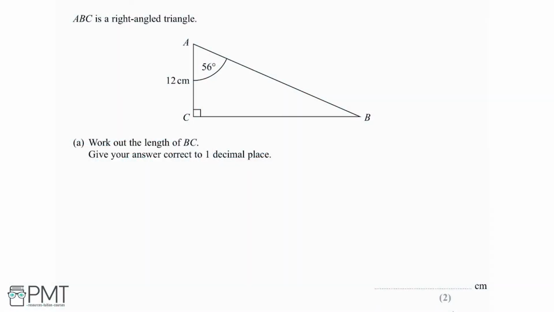ABC is a right angle triangle. And in part A we need to work out the length of BC, giving our answer correct to 1 decimal place. So we're trying to work out this length here. So to do this we can use trigonometry. So we got this little helpful reminder here, SOHCAHTOA. I'm going to use that in a second.